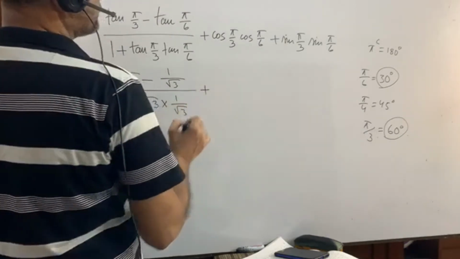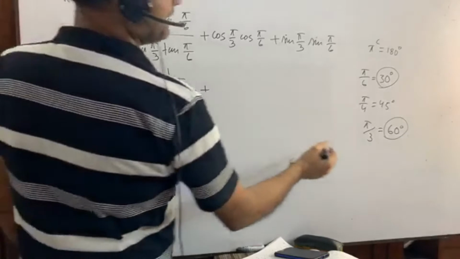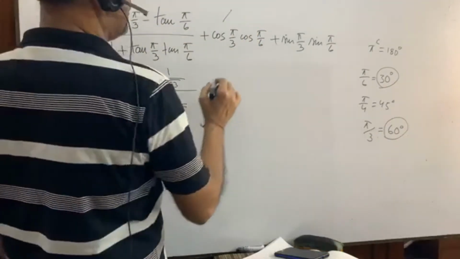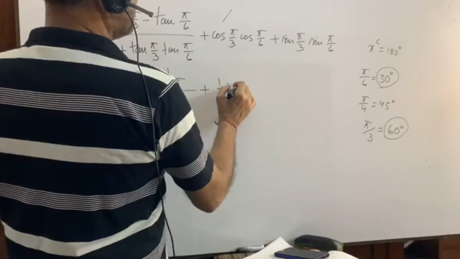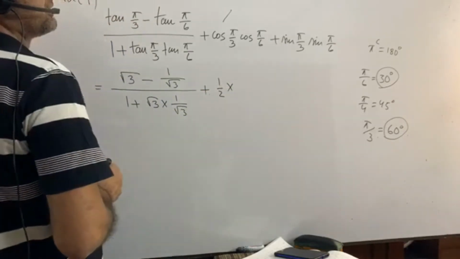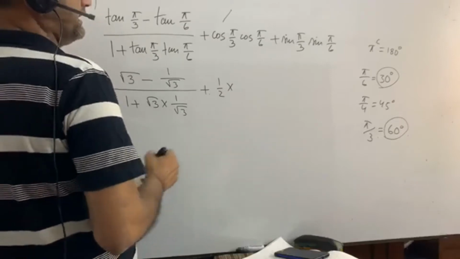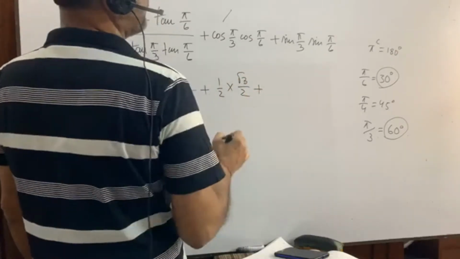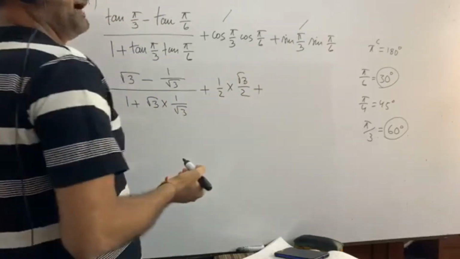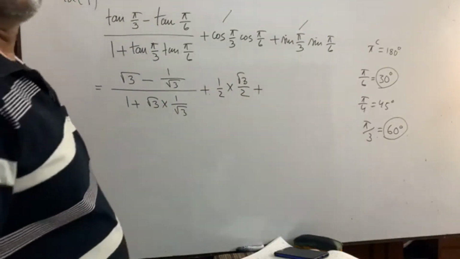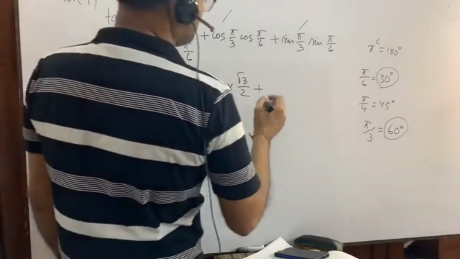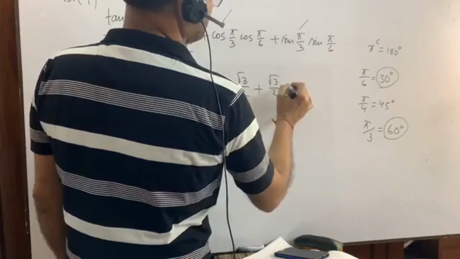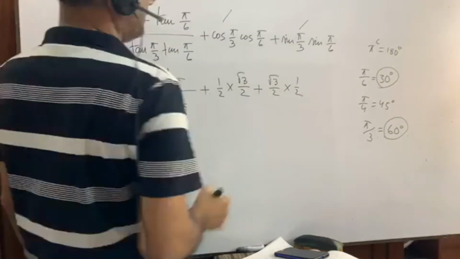Now it is plus cosine pi by 3. Pi by 3 is 60 degrees, and cosine 60 equals half, into cos pi by 6, that is cos 30, which equals root 3 by 2. Again, sine pi by 3 is sine 60 degrees, which equals root 3 by 2, into sine 30 degrees, that is half.